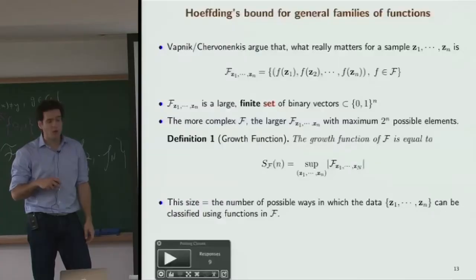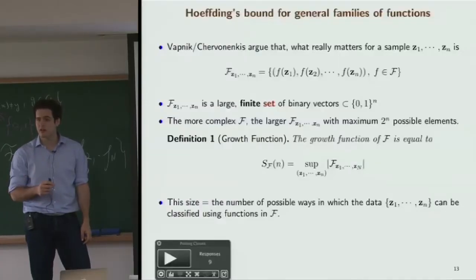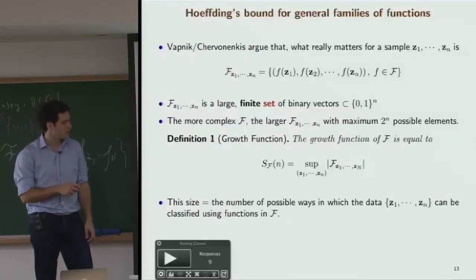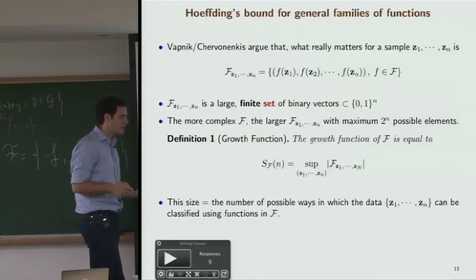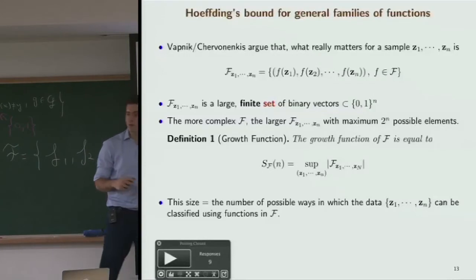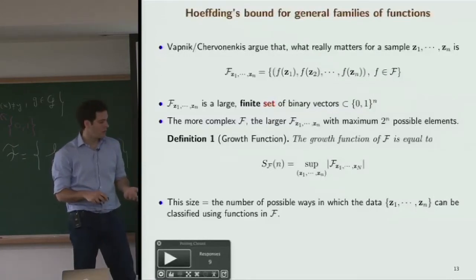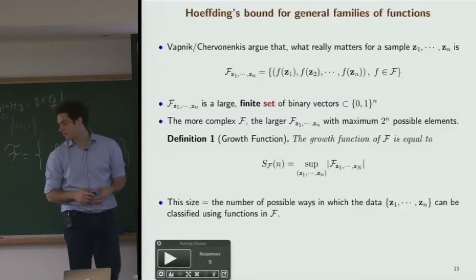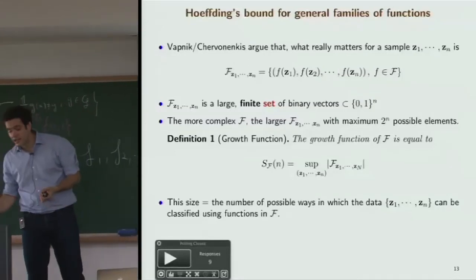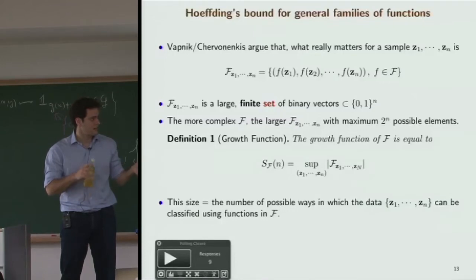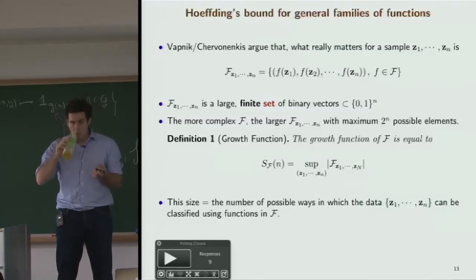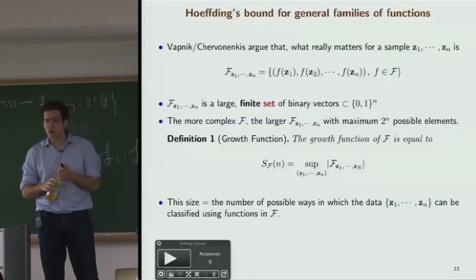this applies for one particular sample, z1 to zn, which is given here as an index. Now, imagine that I define the following function: the supremum over all possible points in all possible samples of size n of the size of that set. That supremum is called the growth function.